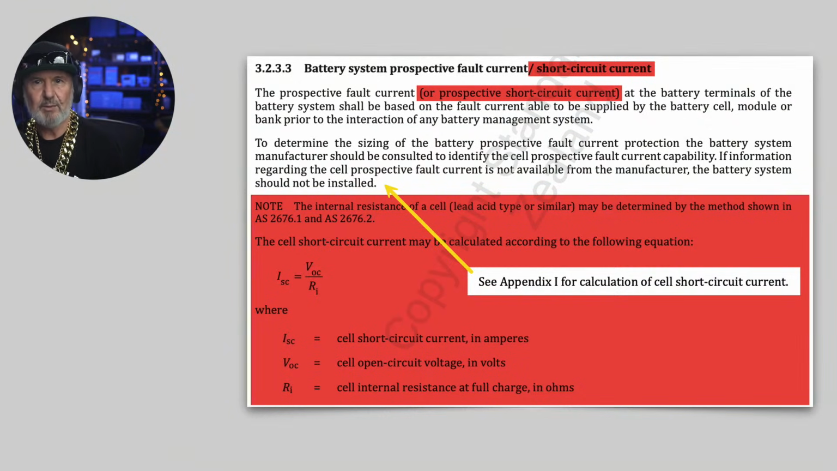And how do we find out what those are? Well, there's a formula which is also being deleted because it now is an appendix and it's got a little bit more to it. Instead of putting the formula straight into the body of the standard, it jumps you down to Appendix I. So Appendix I is new. So let's check out Appendix I.